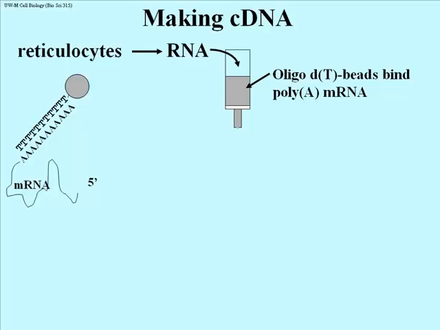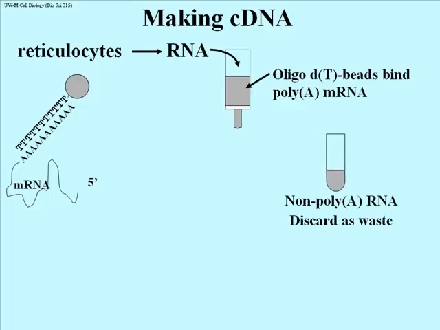So if that happens to the RNA you add to this column, what you collect then you can discard. That's non-poly-A RNA, which means it's not message, right? Mostly not message. It'll be the ribosomal RNA, the transfer RNAs, and so on, but it will not be message.